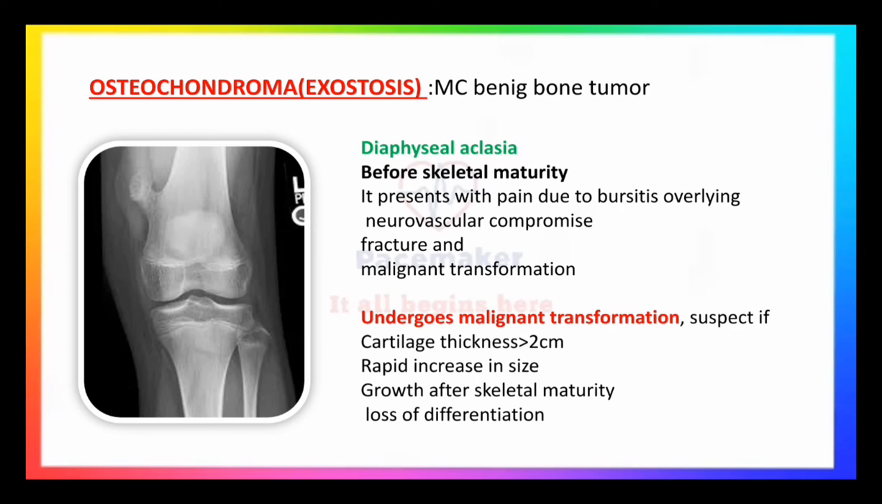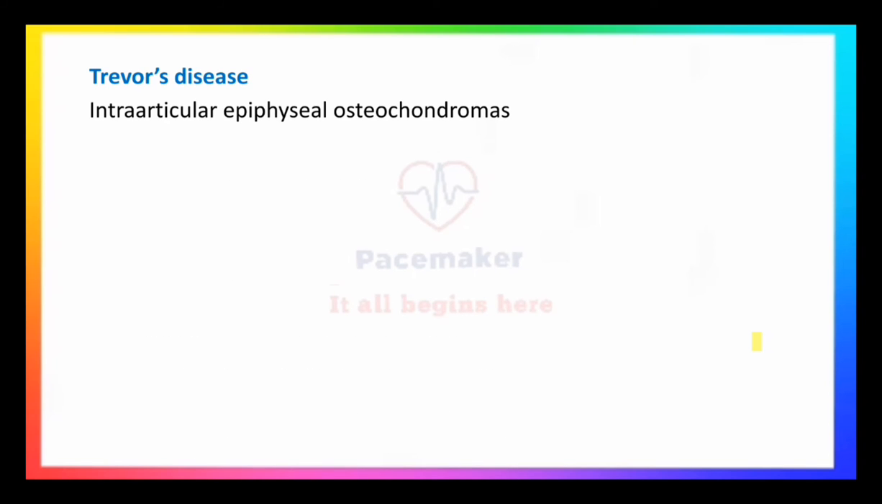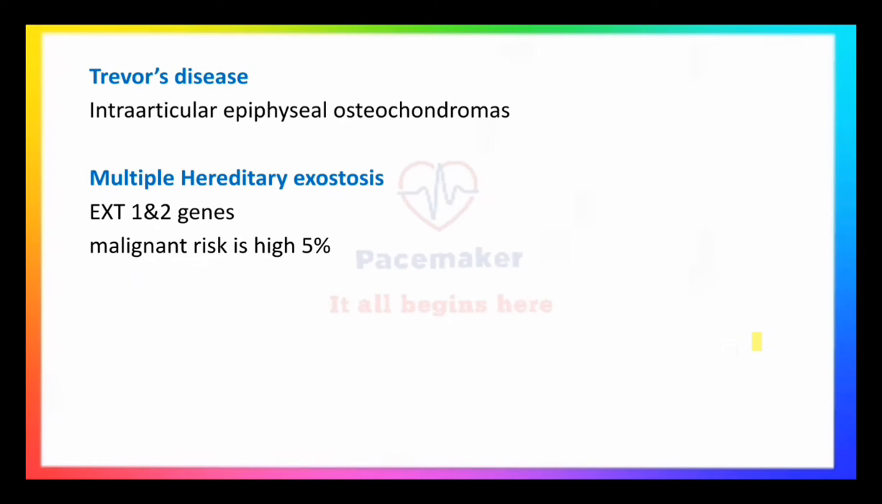And there are a few conditions associated with exostosis. First one is Trevor's disease. Trevor's disease is nothing but intra-articular epiphyseal osteochondromas. Usually osteochondromas are diaphyseal, but here they are epiphyseal osteochondromas, that too intra-articular. And there is one more condition known as multiple hereditary exostosis. It is associated with EXT1 and 2 genes, and here the malignancy risk is high, up to 5%. Treatment of exostosis is extraperiosteal resection.